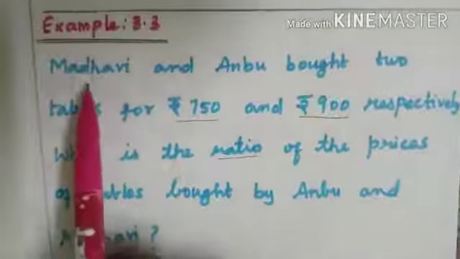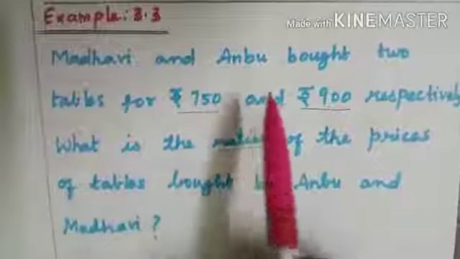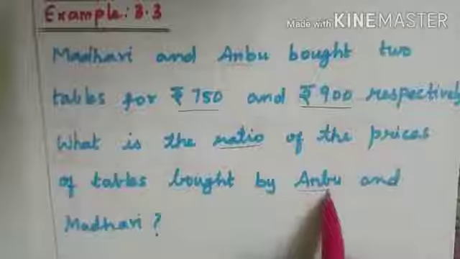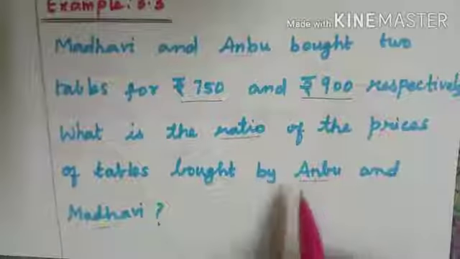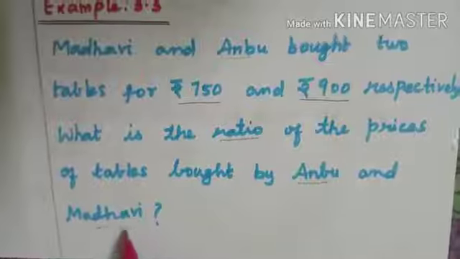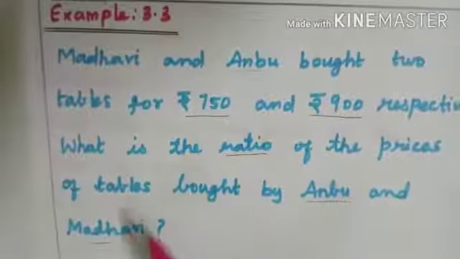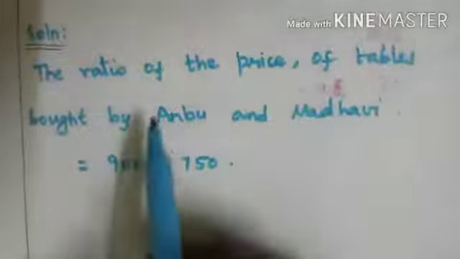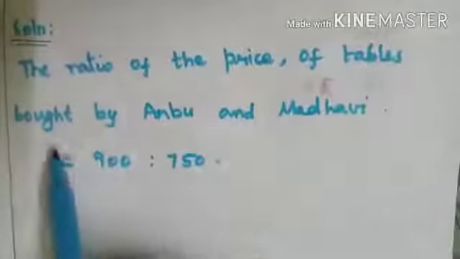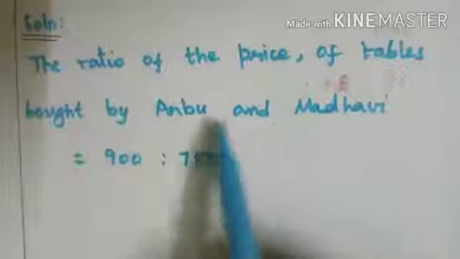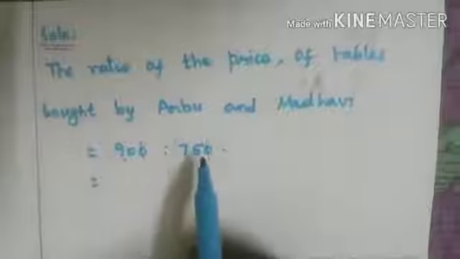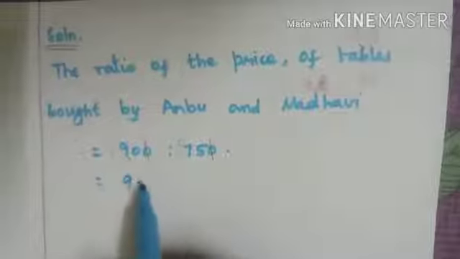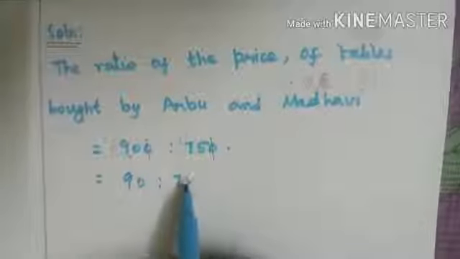See here the question is given Madhavi and Anbu. But what is asked? Anbu and Madhavi. First they have asked for Anbu, next only Madhavi. So here we are going to write 900 is to 750. The ratio of the price of tables bought by Anbu and Madhavi. So Anbu 900, now the 0 0 we strike. Now you see 90 is to 75.